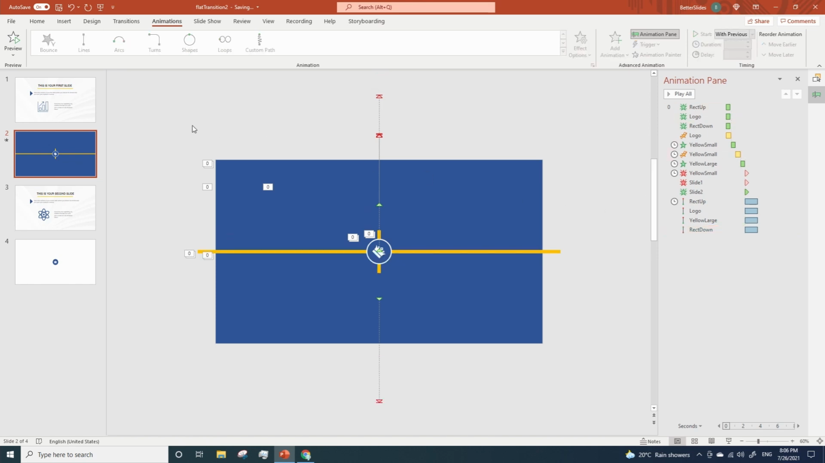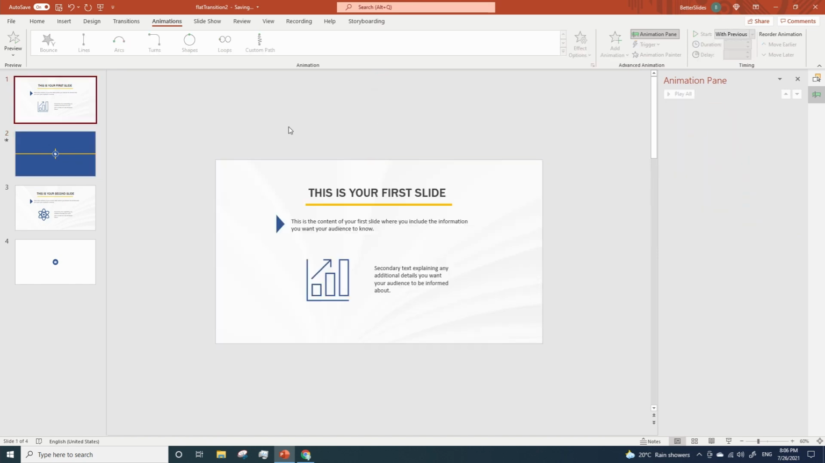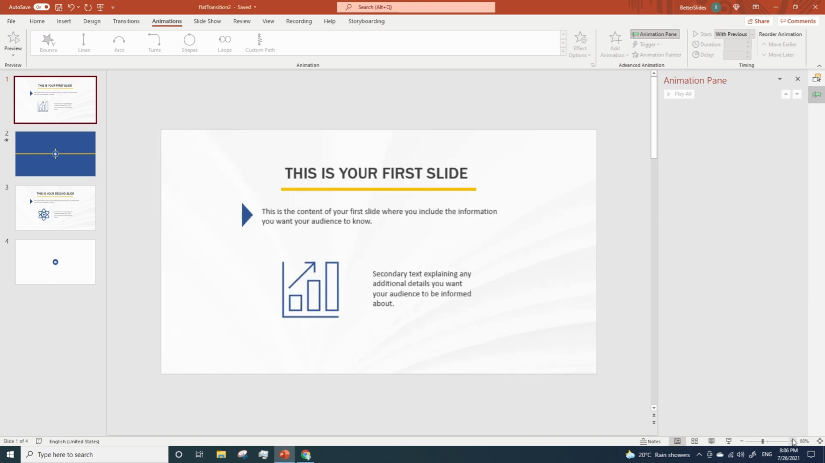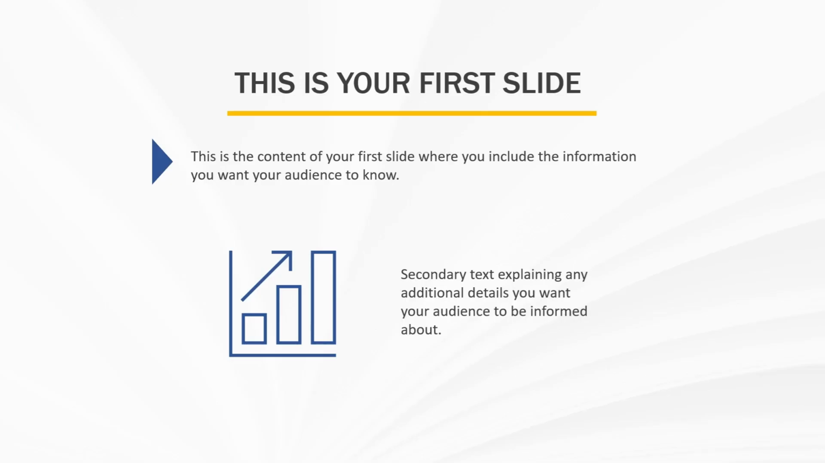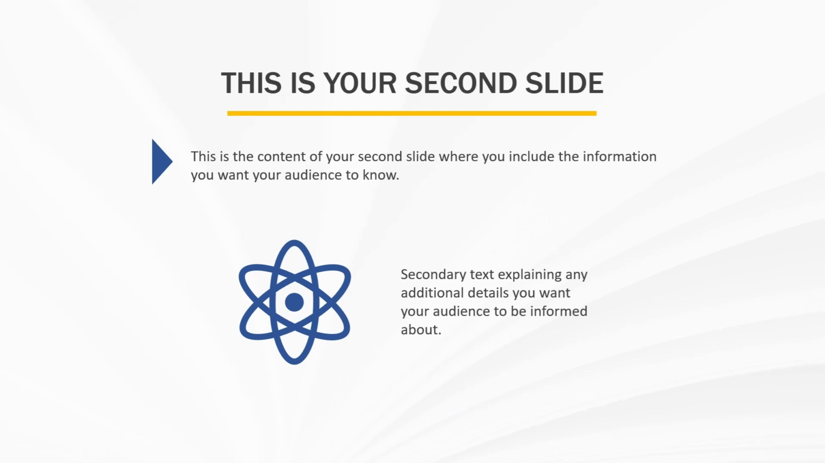Finally, let's go back to our first slide. Let me zoom in a little bit. And let's take a look at the result. So here you are presenting, and now you want to move to the second slide. So you just need to click once, and here you have an image of your second slide rendered. Now you just need to click one more time to actually go to the second slide.